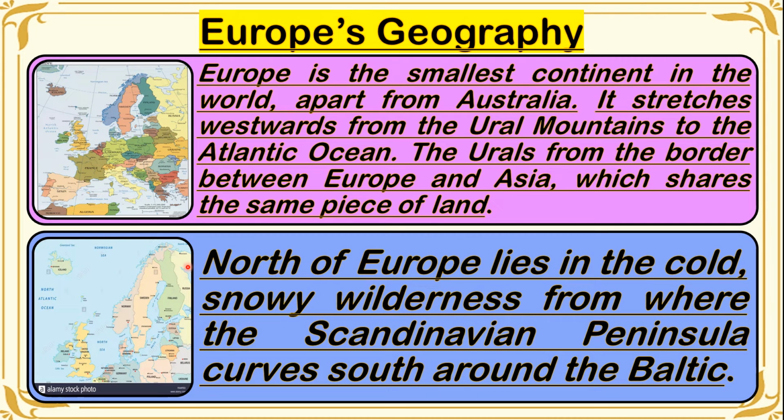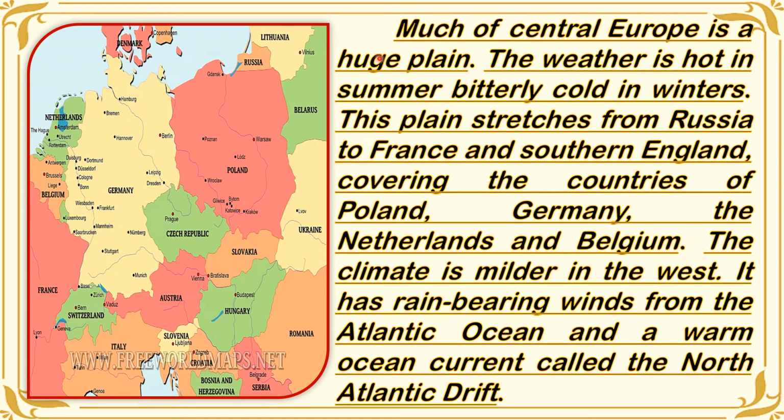North of Europe lies the cold, snowy wilderness from where the Scandinavian peninsula curves south around the Baltic. Much of Central Europe is a huge plain. When you say plain, class, it means flat land. Huge means big. The weather is hot in summer, bitterly cold in winters.